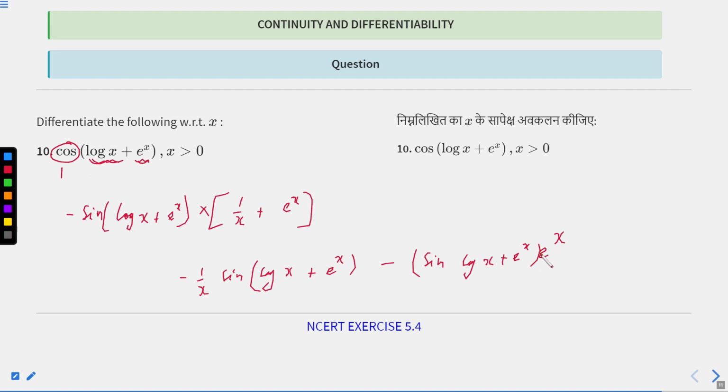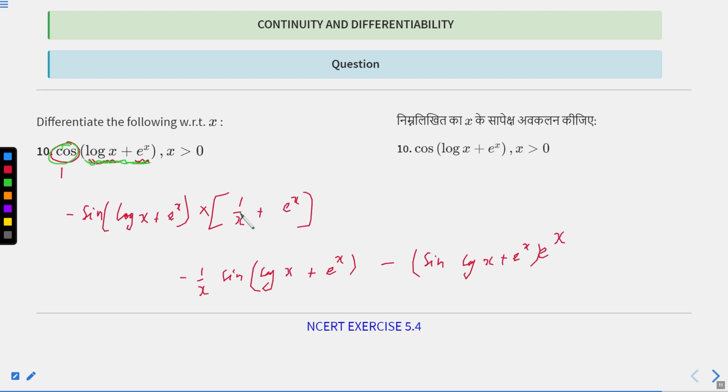So what just happened? Let me just show you. This will be your answer. Let me once again show you how we use our chain rule. First we find the derivative of the outer function. It will be minus sine, and the inside thing remains unchanged. Now finding the derivative of the inside thing, it will be 1 by x plus e^x. That's it.